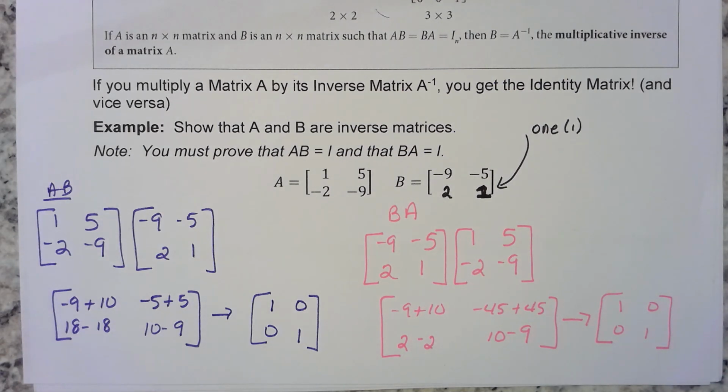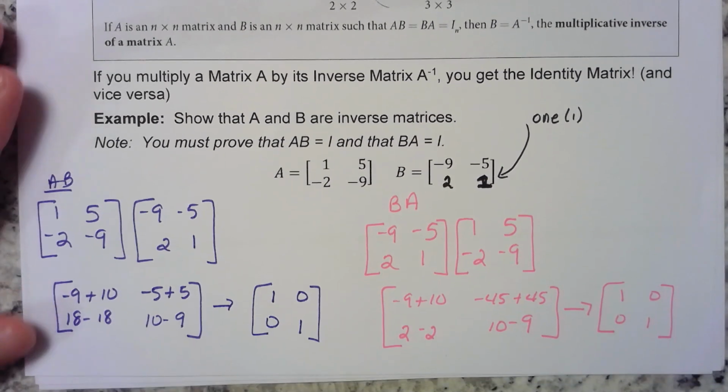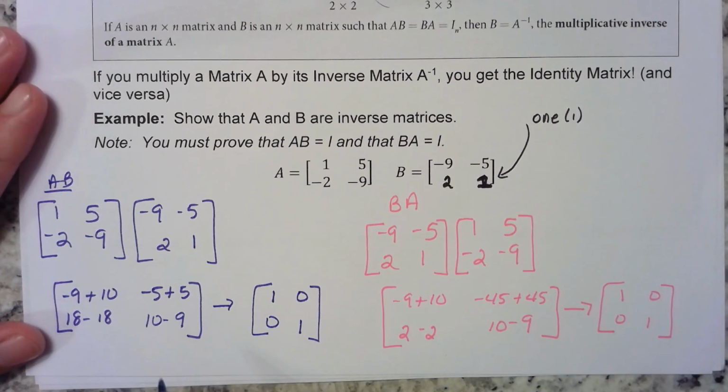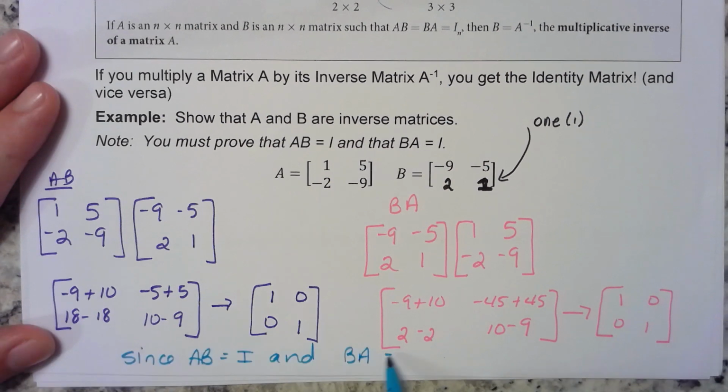And you can write a little proof out with that. You can say, since AB is the identity and BA is equal to the identity, A and B are inverses.